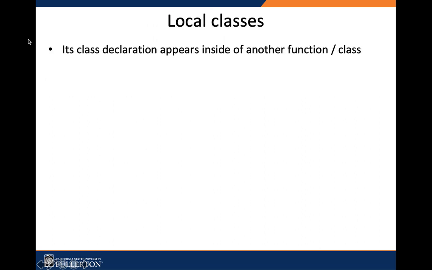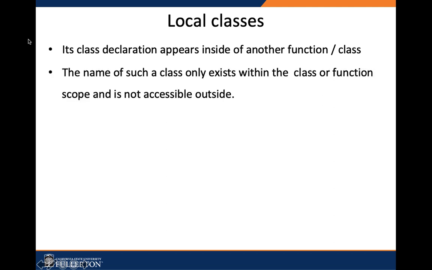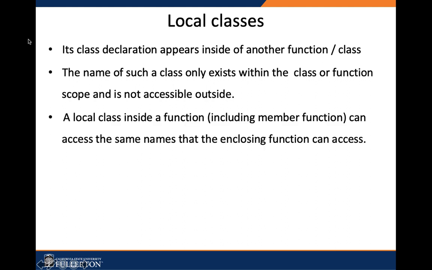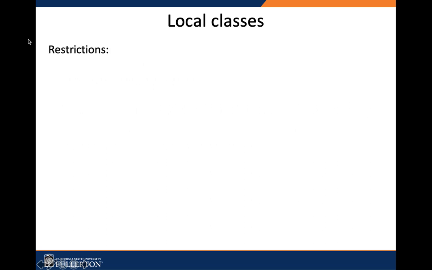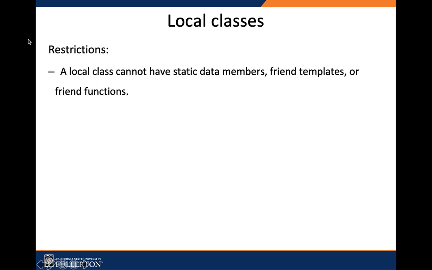Local classes are classes in which the class declaration appears inside of another function or another class. The name of such a class only exists within the class or the function scope, and is not accessible outside the function or outside the class. A local class inside a function, including a member function, can access the same names that the enclosing function can access. There are some restrictions for local classes.